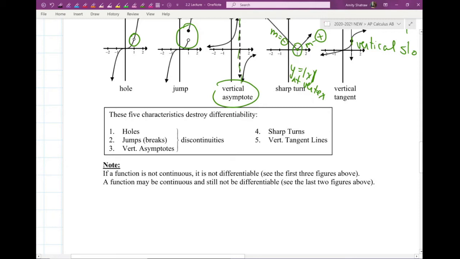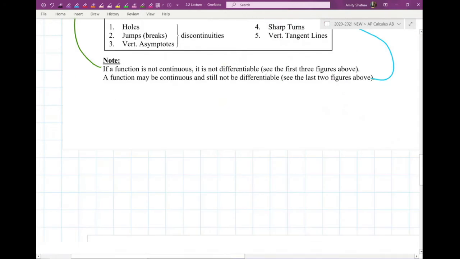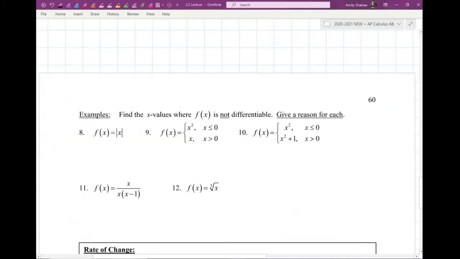Those are those first 3 figures. A function could be continuous but still not be differentiable, and that's the last 2 of those figures above. So here's this, right? All of those, and then here is this, and it is all of those. Okay? So now I'm flipping over to the next slide.